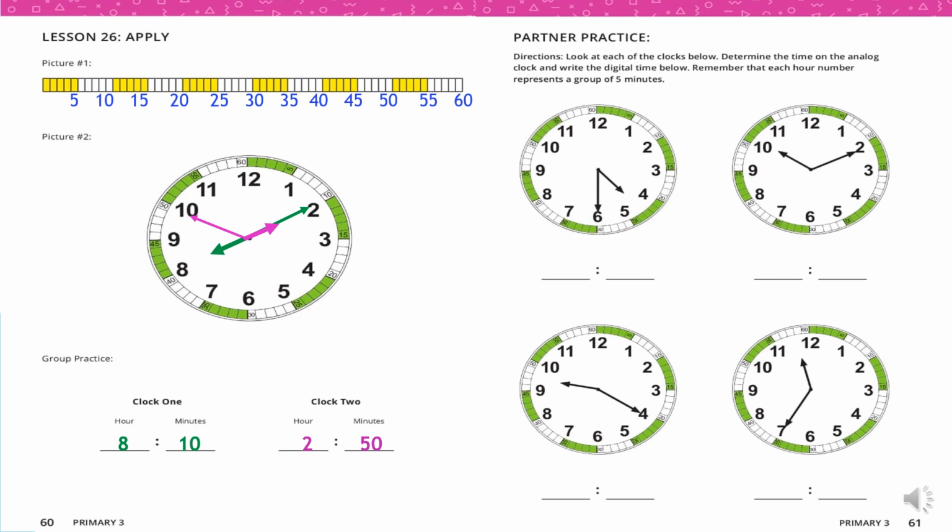In the next page, let's practice more. We have here the shorthand is between 5 and 4. We will write 5 or 4. It didn't reach 5 yet, so we will choose the smaller number. If it's between two numbers, we will choose the smaller number. So we will write 4.